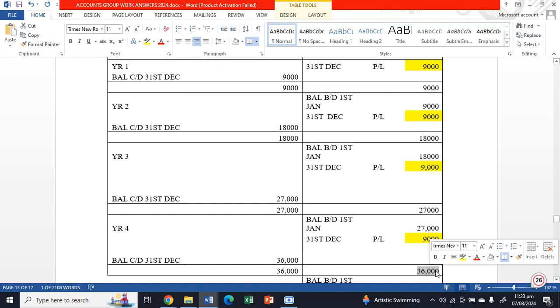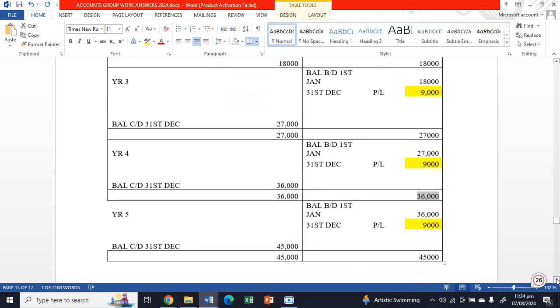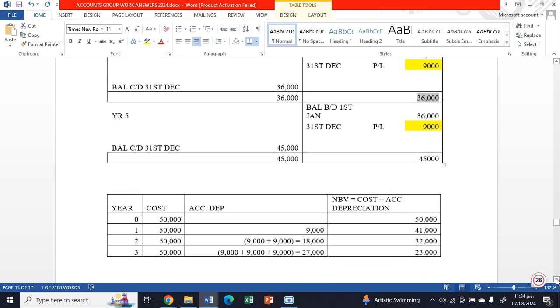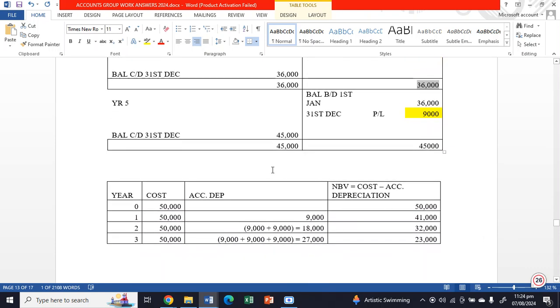Okay, and this process continues on and on until you reach zero or the salvage value. So this is how the accumulated depreciation account is working. Now, I want us to see this on the balance sheet.